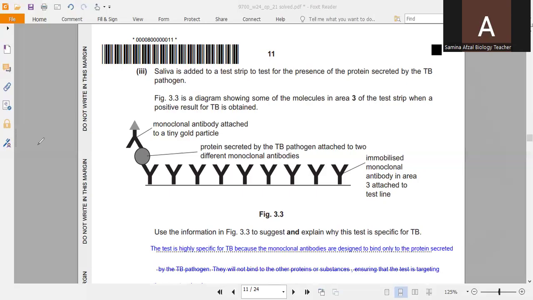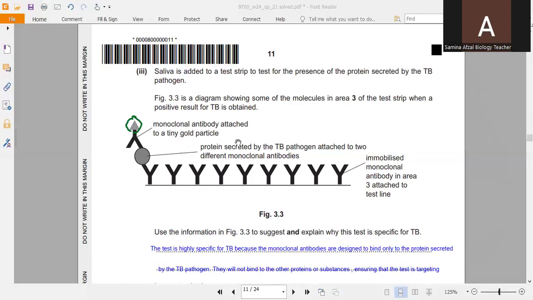So these are the monoclonal antibodies attached to a tiny gold particle. So this is the tiny gold particle. And on the other hand, there are immobilized monoclonal antibodies in area 3 attached to the test line. So this is the test line. They are attached on the test line.